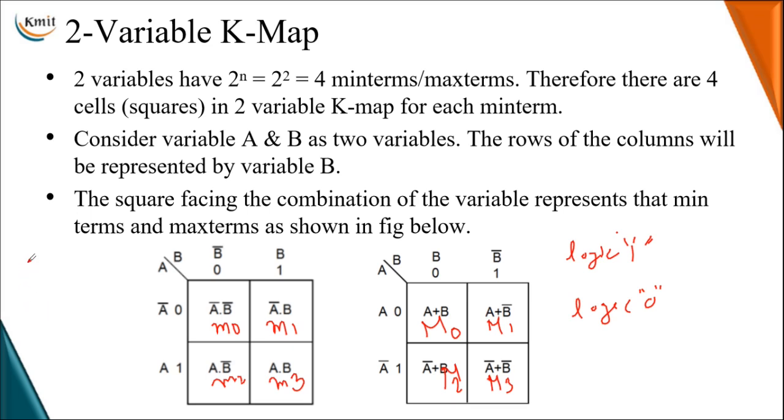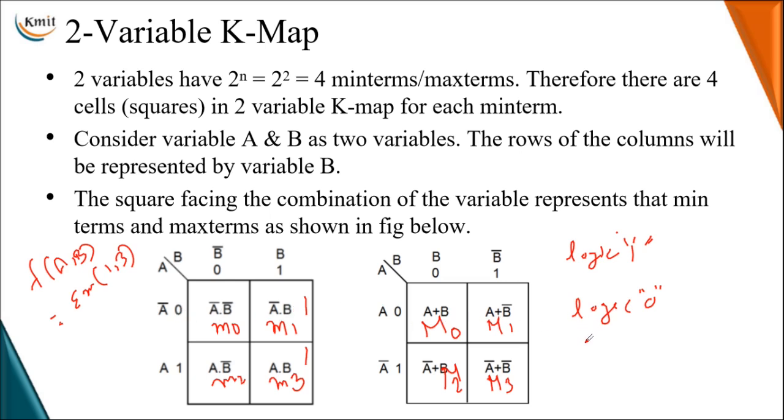For example, if I give a 2 variable function f(a,b) equals sigma m(1,3), as I have given the minterms, onto the corresponding cells m1 and m3 place the 1. This method of placing the functional values onto the corresponding cells is called mapping.